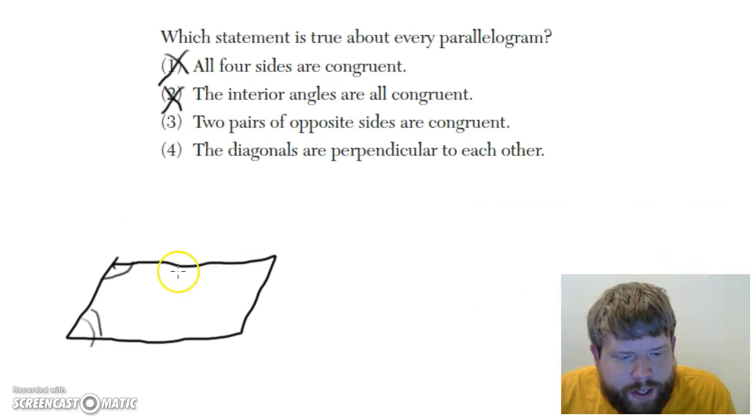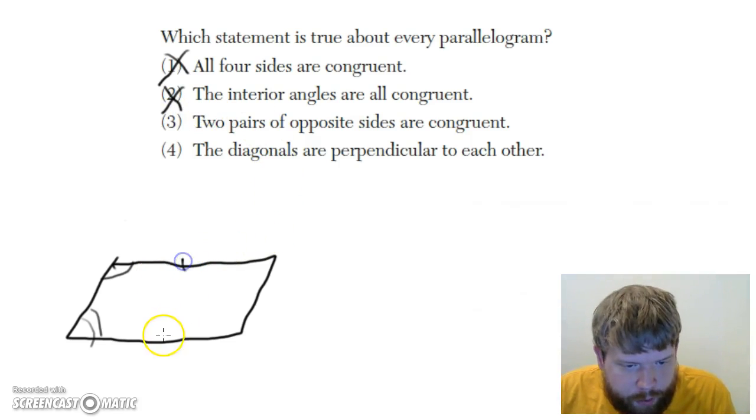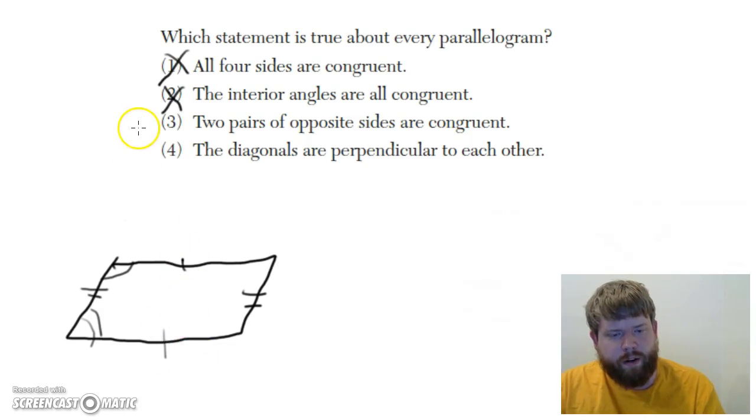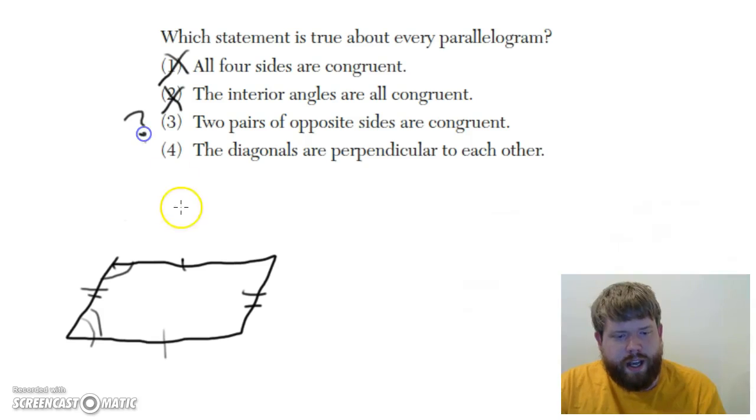Two pairs of opposite sides are congruent. Well, hopefully you remember that that is a true fact about parallelograms, but if you don't, it seems reasonable, right? These opposite sides look like they're about congruent. Top and bottom sides look like they're about congruent. So we're thinking, maybe it's 3. Just in case, let's look at 4.